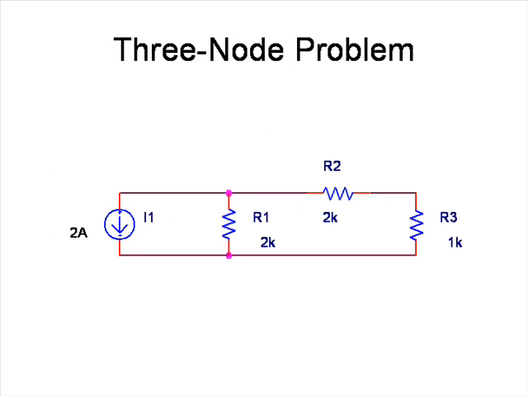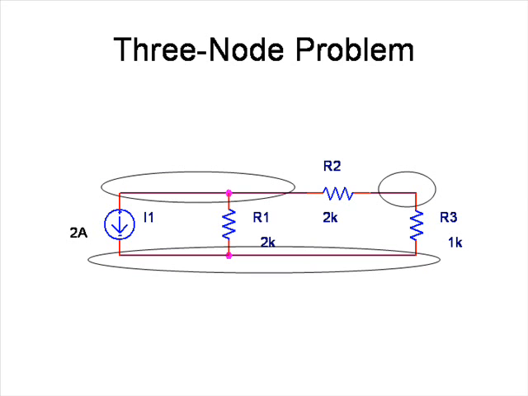So moving on, we're going to go with an easy 3-node problem. As you can see here, there are 3 nodes. We got a node here, a node here, and a node here. The first thing we want to do is reference a node to ground. Of these 3 nodes, which of the nodes is the best one for ground?